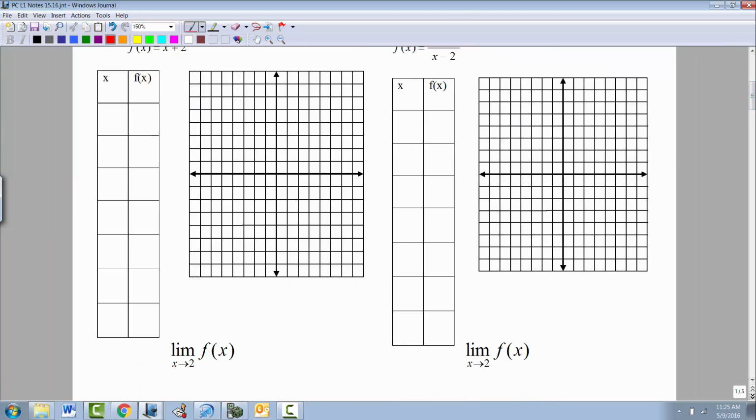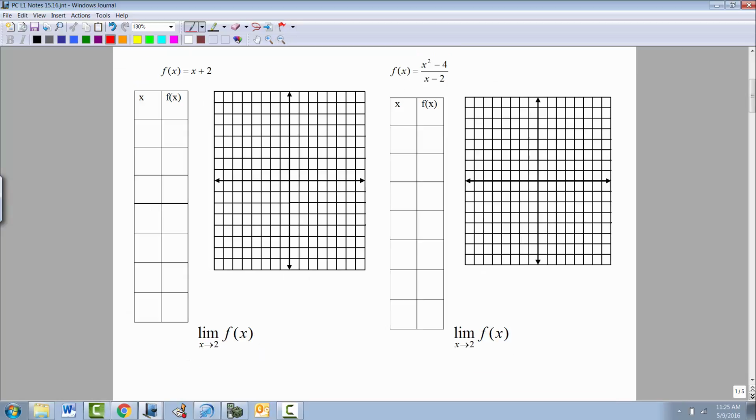Let me zoom this back down. All right, so take a look at these first two. That shouldn't be too small. Let me go up one more time.